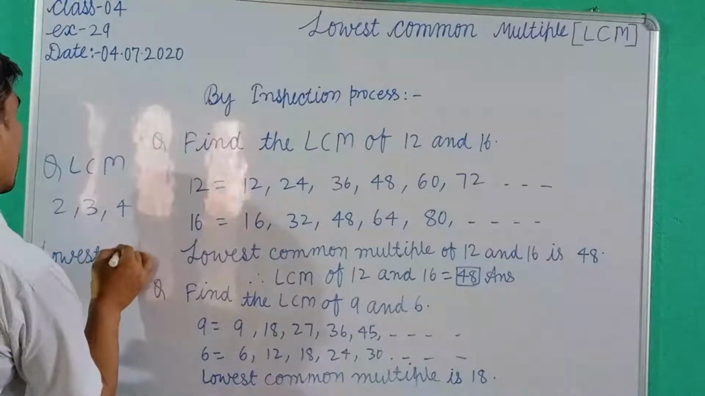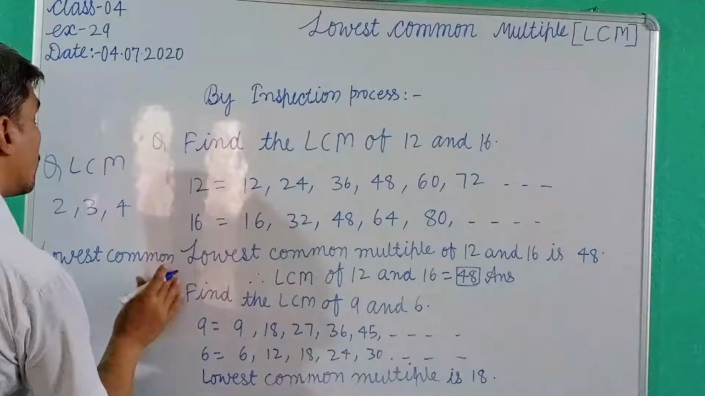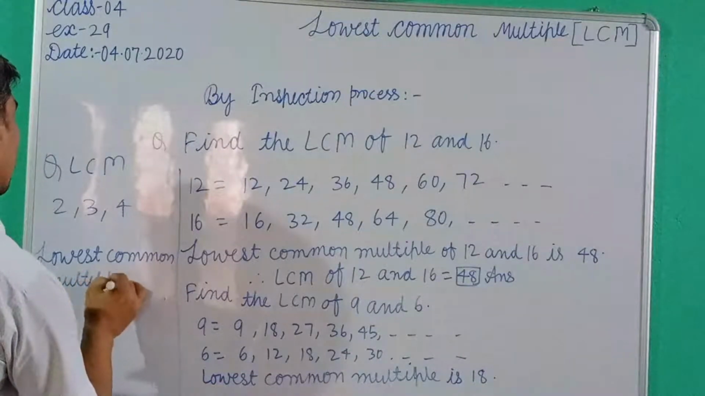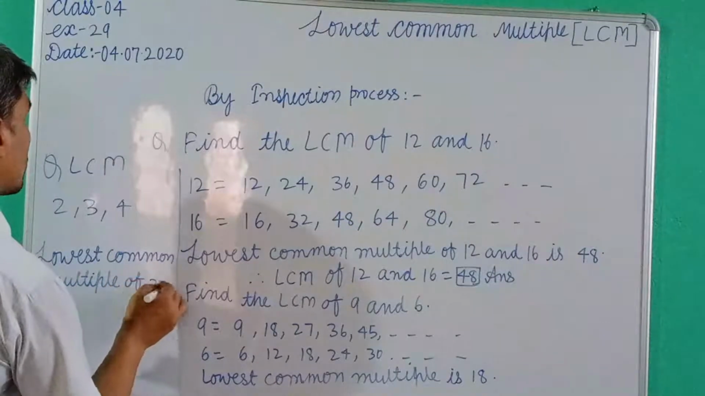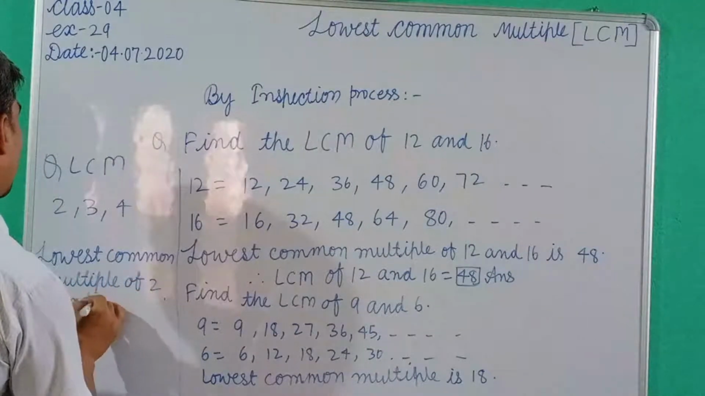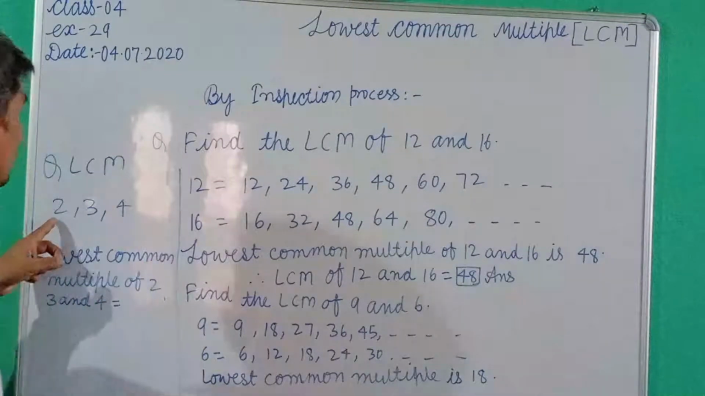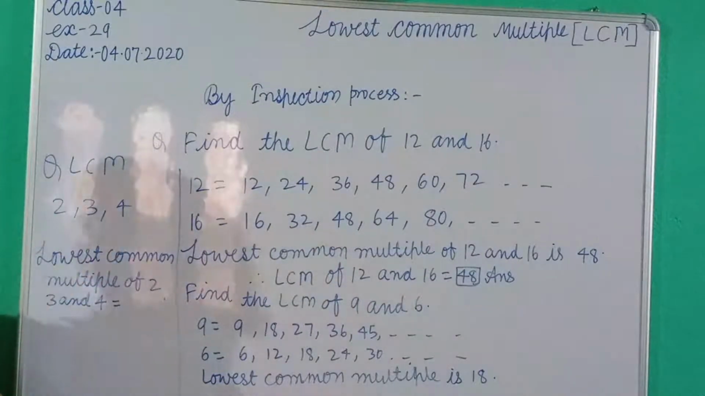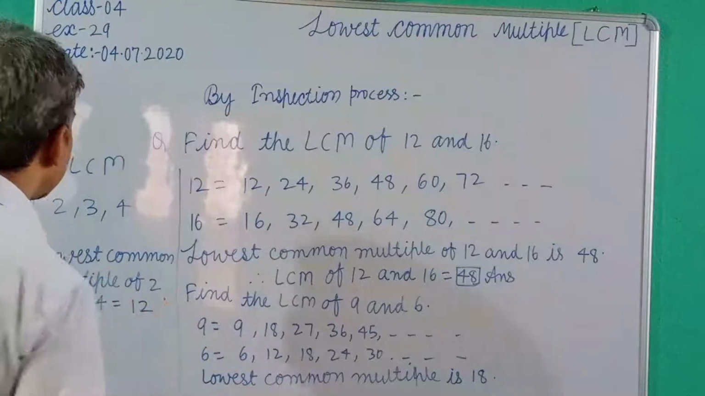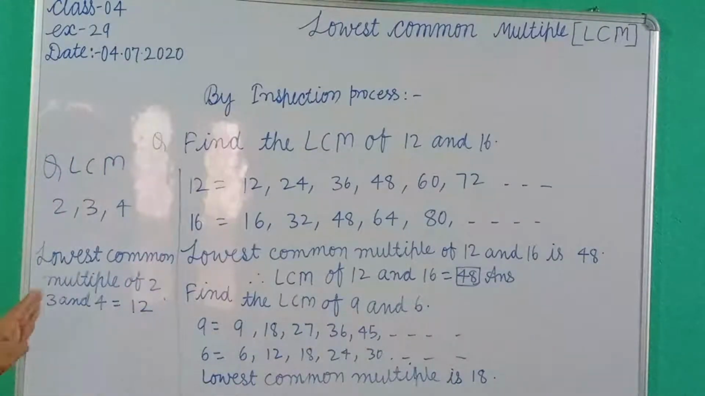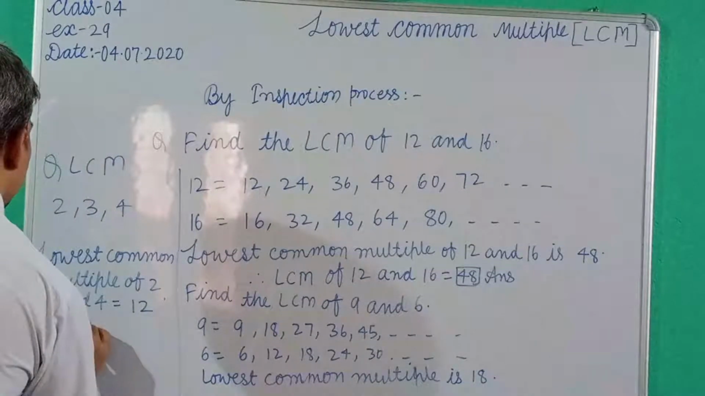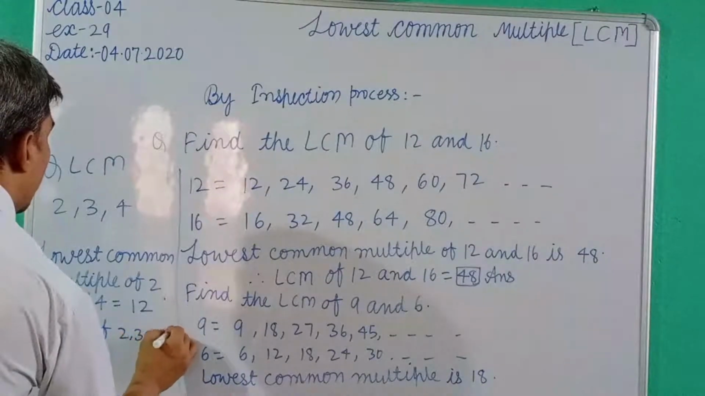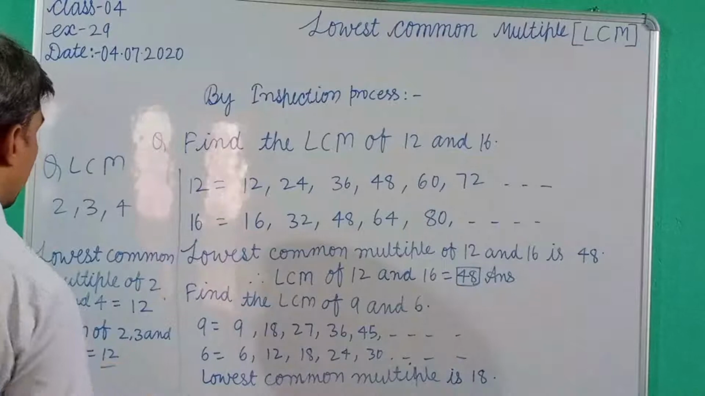You see, when you read the table of 2, the first common multiple, the lowest common multiple of 2, 3 and 4, is 2 6 is 12, 3 4 is 12, 4 3 is 12. So 12 is the lowest common multiple of 2, 3 and 4. Hence the LCM of 2, 3 and 4 is equal to 12.